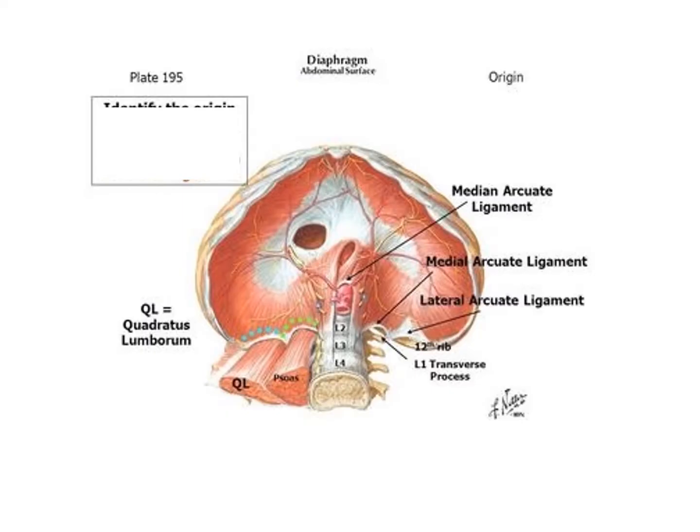Okay, here you can see the two crura and the medial arcuate ligament, median arcuate ligament as well as the lateral arcuate ligament.